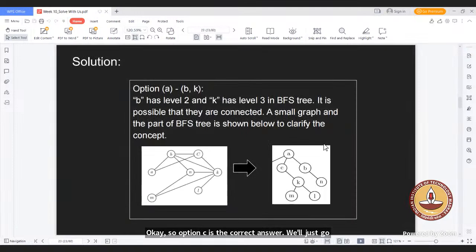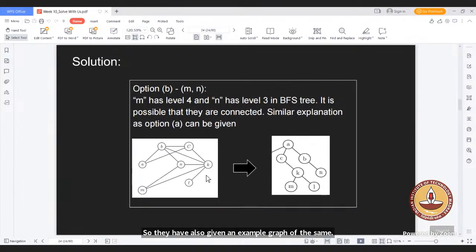So options A, B, C. B has level 2 and K has level 3 in this BFS tree. It is possible that they are connected. They have also given an example graph of the same. Now option B. M has level 4 and N has level 3. It is also possible that they can be connected. There is again another example given here, this graph and the BFS tree of the same. So option B is not the correct option.